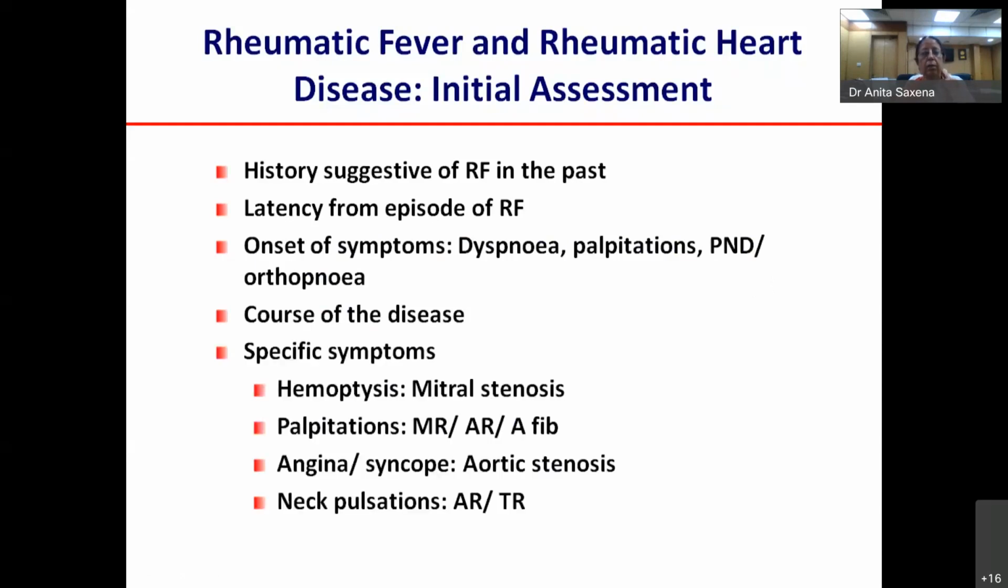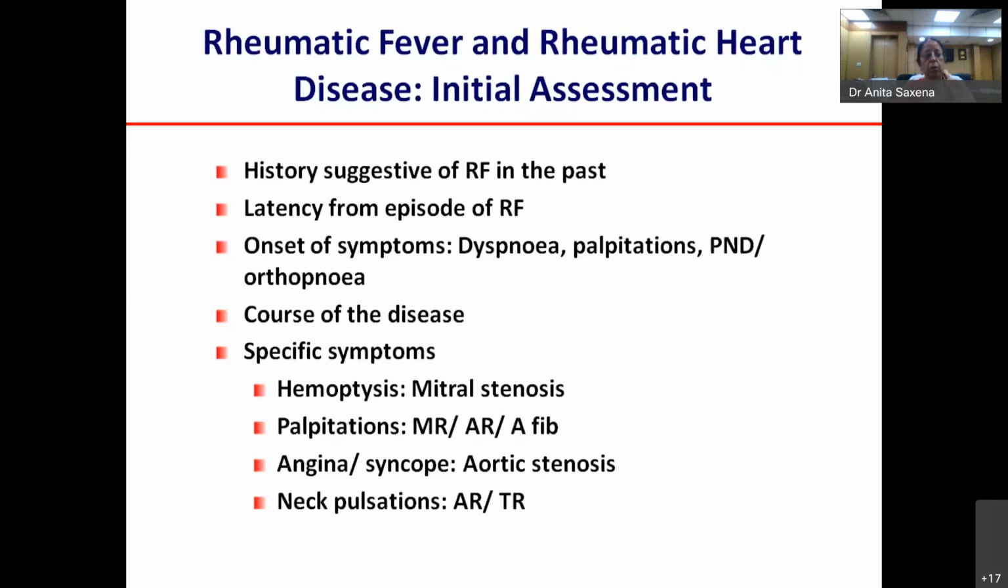And then we do ask very specific symptoms which may point to a particular kind of heart valve lesion, for example, hemoptysis and PND suggestive of mitral stenosis, palpitation suggestive of volume overload, or it could be palpitation due to arrhythmia. The commonest arrhythmia that we come across in RHD patients is atrial fibrillation, which is basically seen in those who have long-standing valvular heart disease. If a young patient complains of chest pain or even syncope, then one has to think about aortic stenosis, because we know that these symptoms could be related to aortic stenosis.